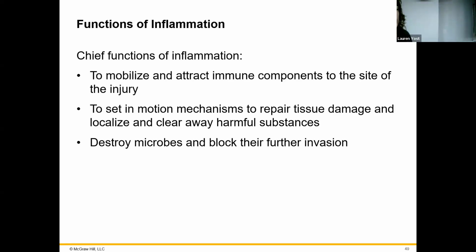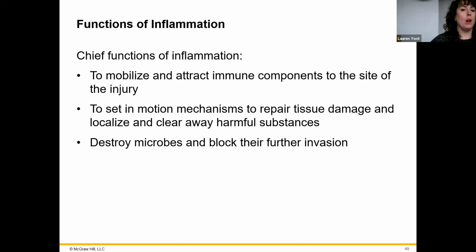All right. Why do we have it then? What is the point of inflammation? So we're saying that it causes inflammation. And yeah, okay, so we have to get cells to the area. And you're telling me those are the good thing. But then also, what is inflammation and why do we have it? Okay. The whole point of inflammation is to mobilize and attract immune components to the site of the injury.